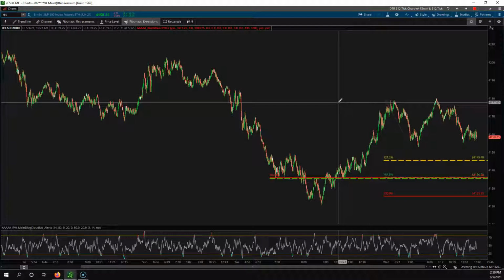I hope this helps open your eyes to looking at a different time frame. Again, the 2000 tick chart just makes it a lot easier to see these patterns and draw your Fibonacci.